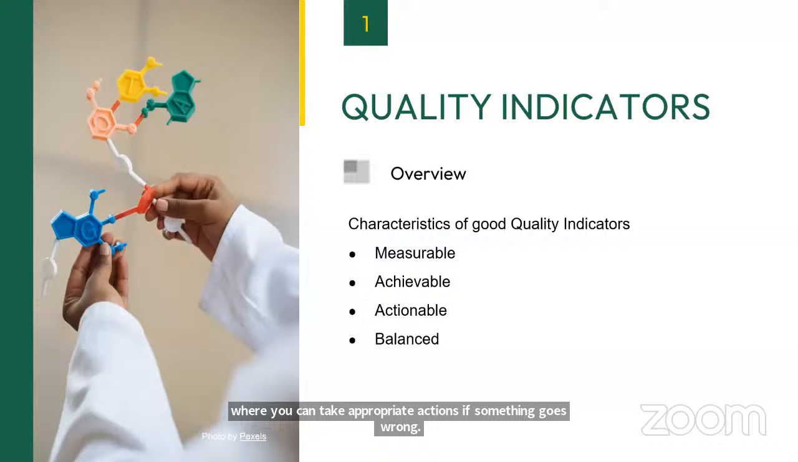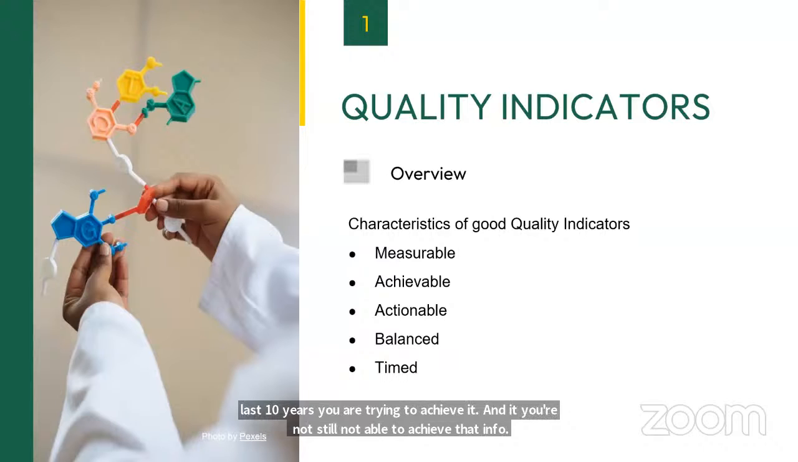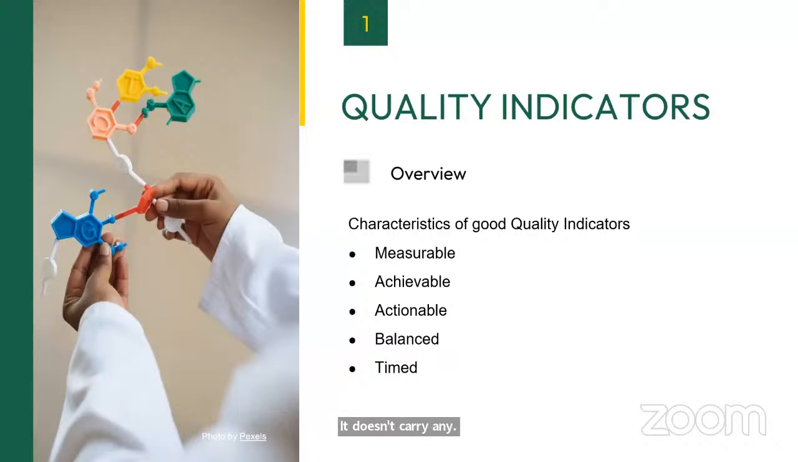You should not expect anything which is unrealistic, and it must be timed. Within a stipulated time period, you should complete those quality indicators, you should complete those benchmarks, and you should achieve your targets with respect to the quality indicator. It is not that you have fixed some quality indicator and for the last 10 years you are trying to achieve it and still not able to, because that doesn't carry any useful outcome. So it should be timed.